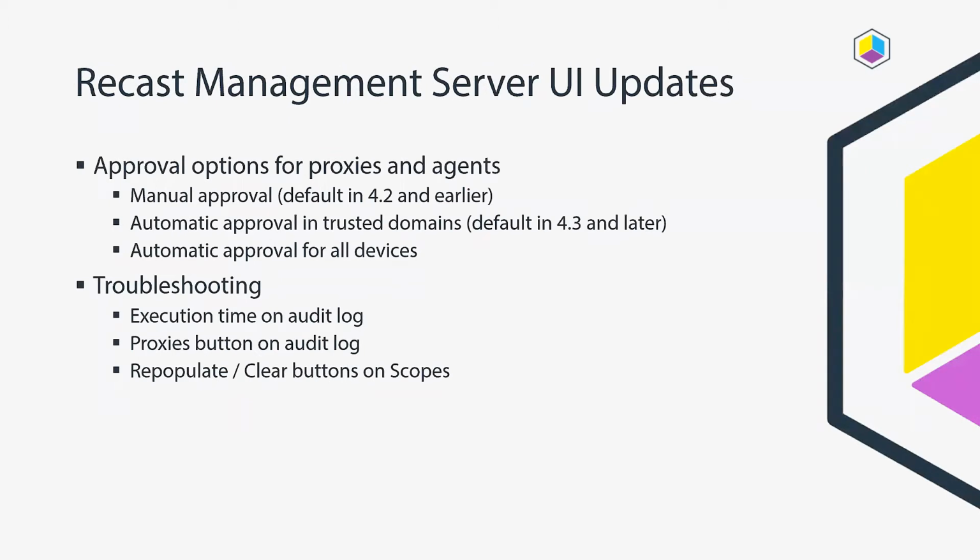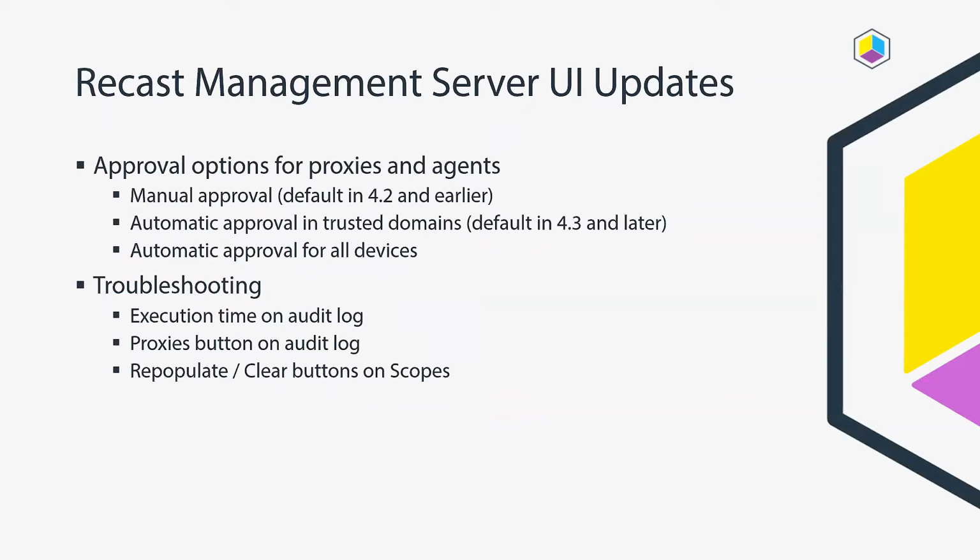We also have some troubleshooting improvements to Recast Management Server and other UI tweaks. So I mentioned the automatic approval options for proxies and agents. In 4.2 and earlier, you had to manually approve each proxy and agent that you installed in your site. With 4.3, by default, we changed the defaults to automatic approval for devices and trusted domains, so that if you installed the proxy or the agent on a device that was in the same domain as your Recast Management Server, it'll just auto approve. You don't have to go into the web UI and approve it.